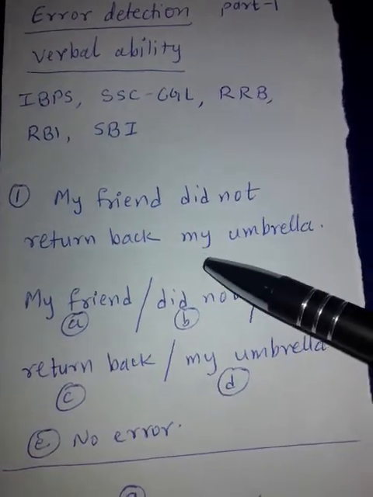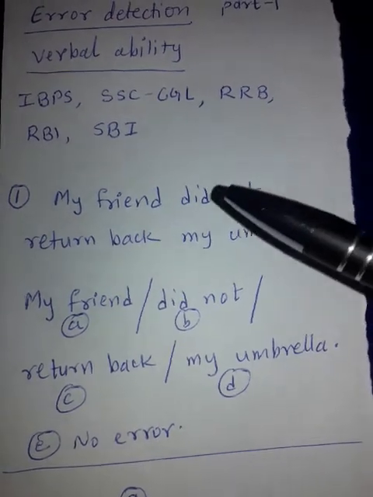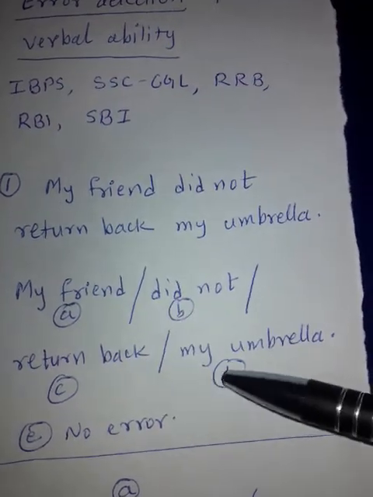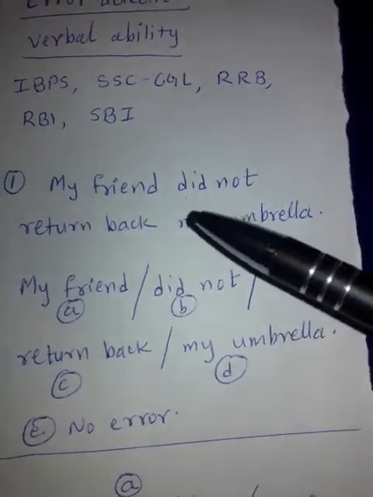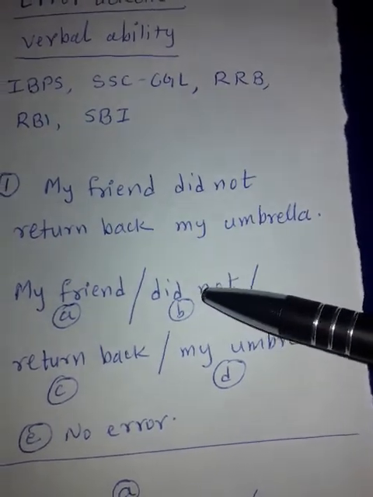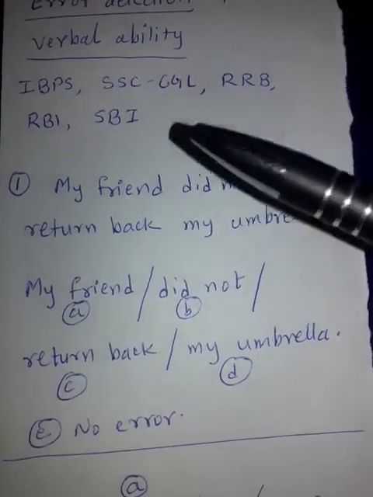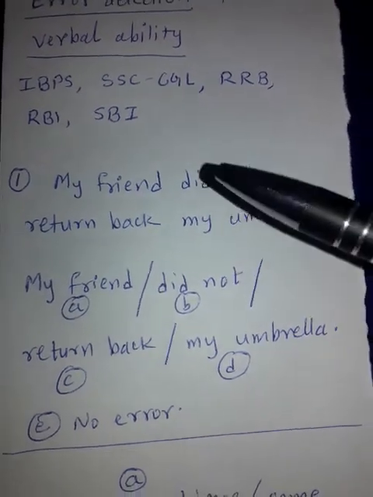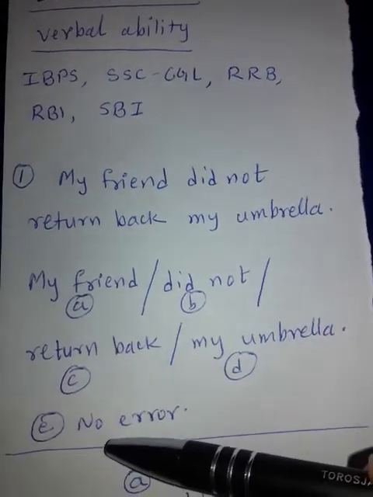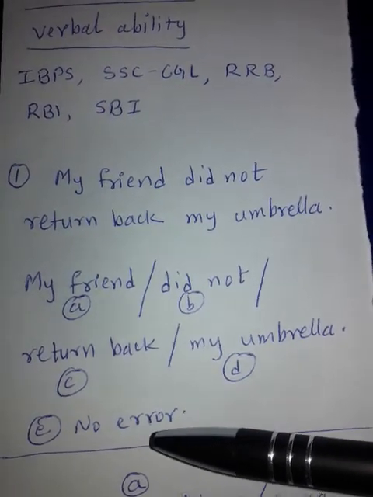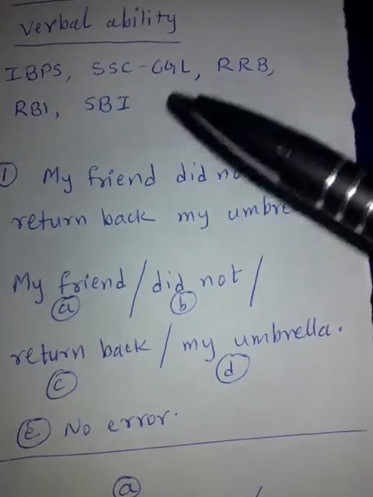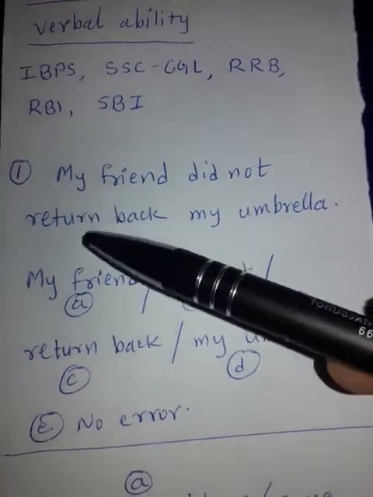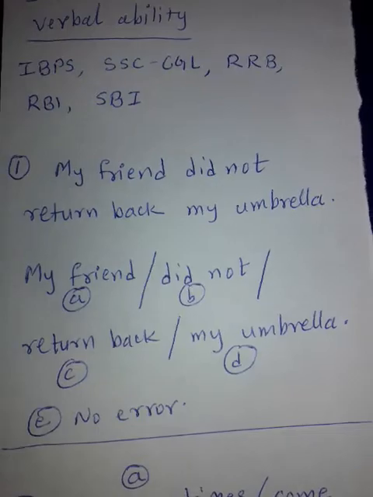My friend did not return back my umbrella. Any such sentence is divided into few parts. Can you see here? A, B, C, D. These are 4 parts in which this sentence is divided. We have to detect which part has the mistake. And sometimes they give us a perfect sentence, and there is no error in that sentence. In that case, we have to mark option E, no error. So let's see if all sentences have errors or some do not have any error. Let's begin with writing all the sentences.